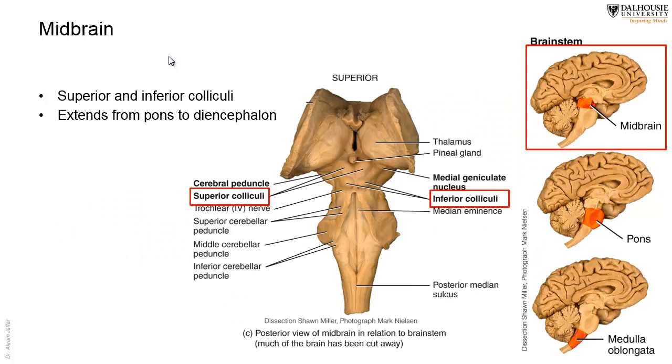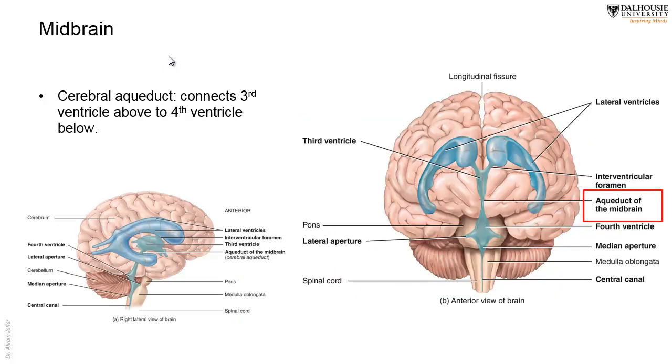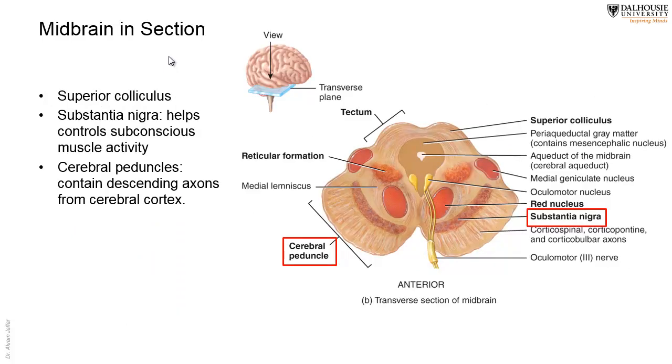So returning back here, the midbrain contains the cerebral aqueduct that connects the third ventricle and the fourth ventricle. In between them is the cerebral aqueduct, which is present in the midbrain. Anteriorly, in this section of the midbrain, you can see these are called the cerebral peduncles. Cerebral peduncles, not cerebellar, and they contain descending fibers.